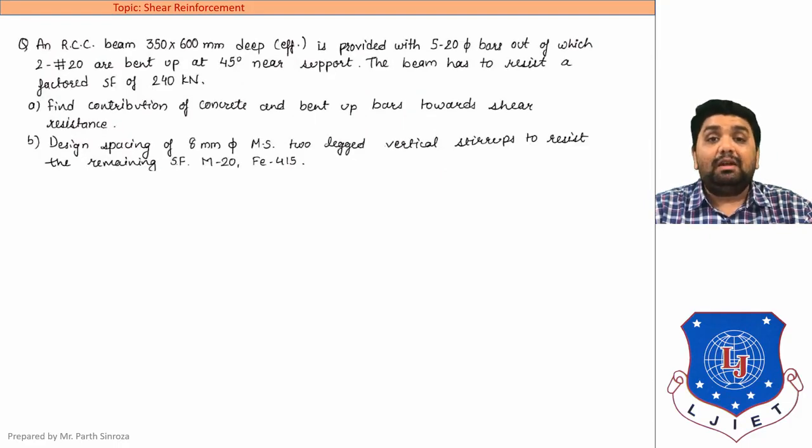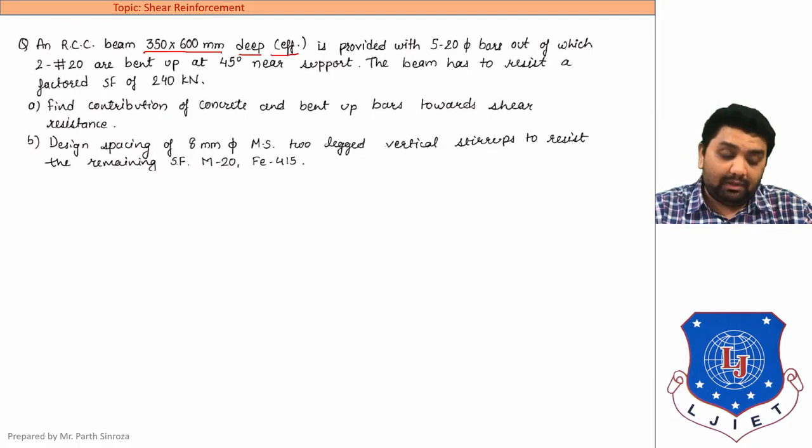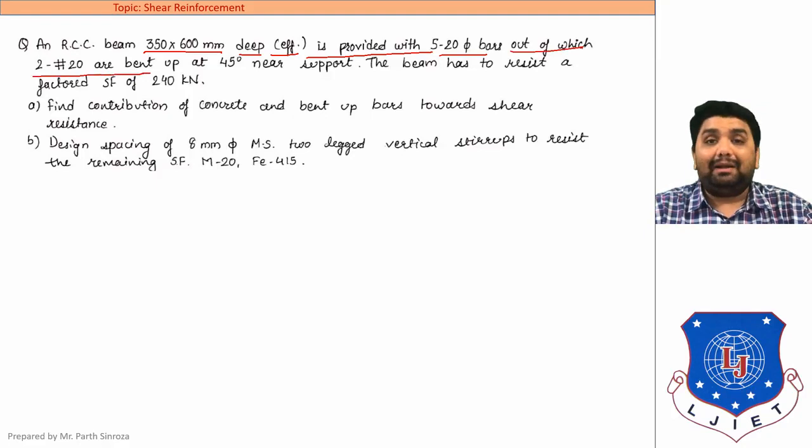Now moving on to the second sum, keep a note of it. It is a mandatory and important sum for your GATE examination because it is somewhat different to what we have seen till now. The question here is: an RCC beam 350 cross 600 mm deep effective, that means small d is given, is provided with 5 numbers of 20 mm diameter bars, that is Ast is provided, out of which 2 numbers of 20 are bent up. Keep in mind this is a typical question where bent up bars are provided. Clear? So we'll be using a somewhat different equation regarding this.